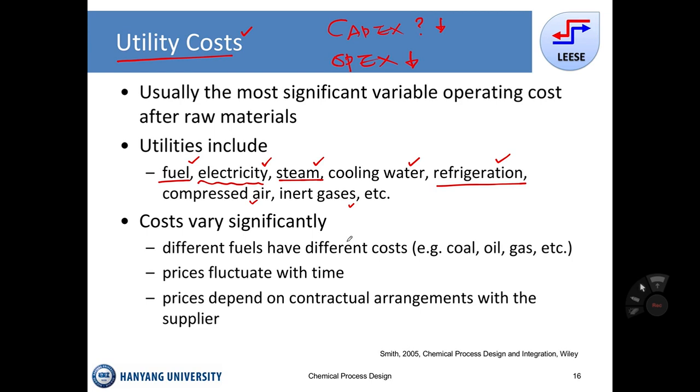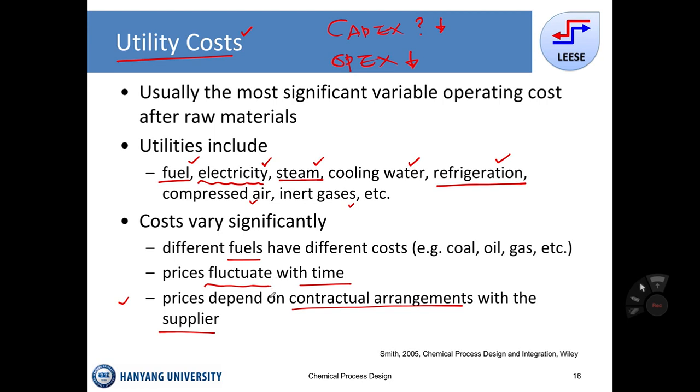Then the cost depends significantly on the fuel used, and also the cost of utility fluctuates with time, and also the utility cost strongly depends on the contractual arrangement with the supplier. Okay, so the final one, like if you want to use electricity, then you don't want to produce electricity on your side. You probably have the contract with Hanjun, okay, the national electricity supplier.